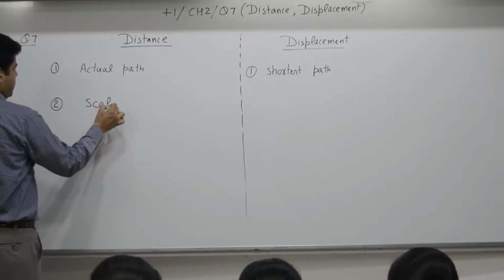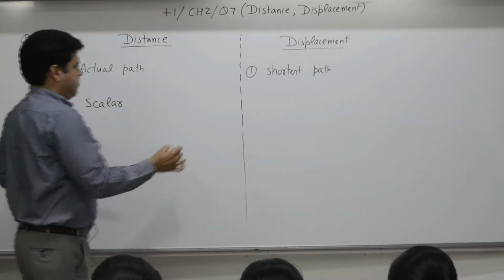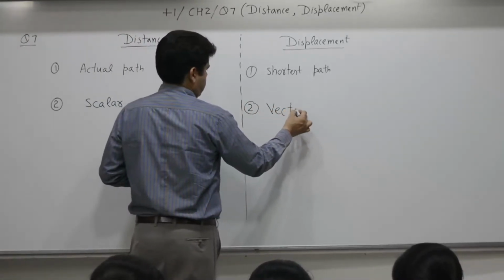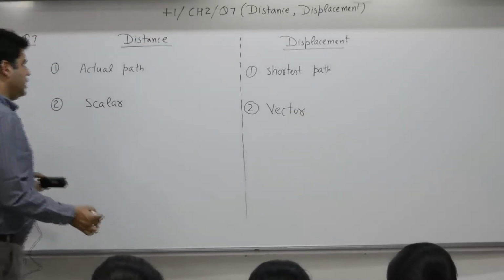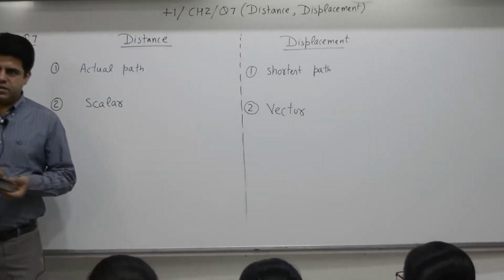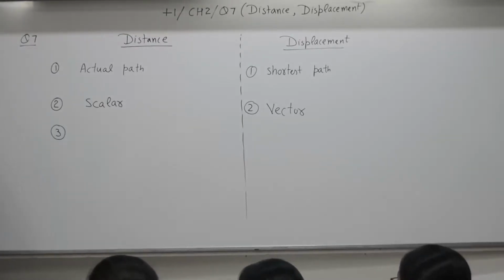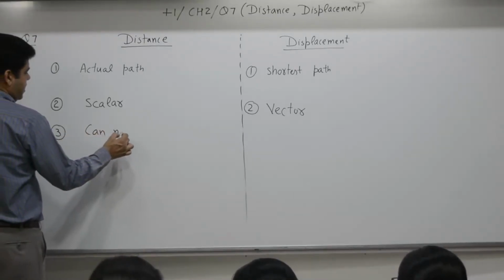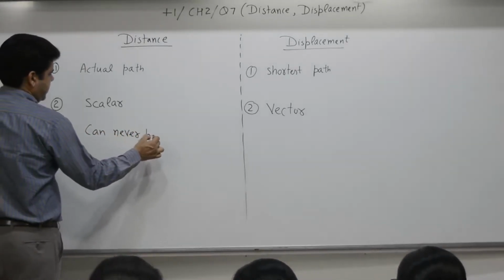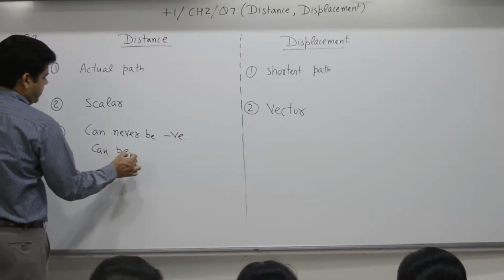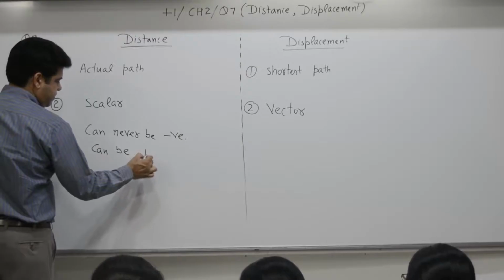2, scalar. Third, yes, distance can never be negative but can be 0 or positive.